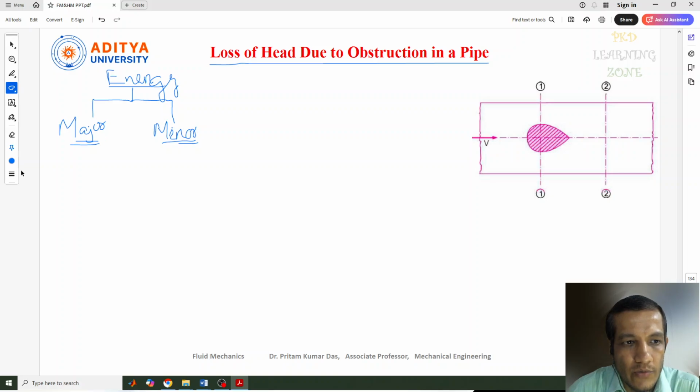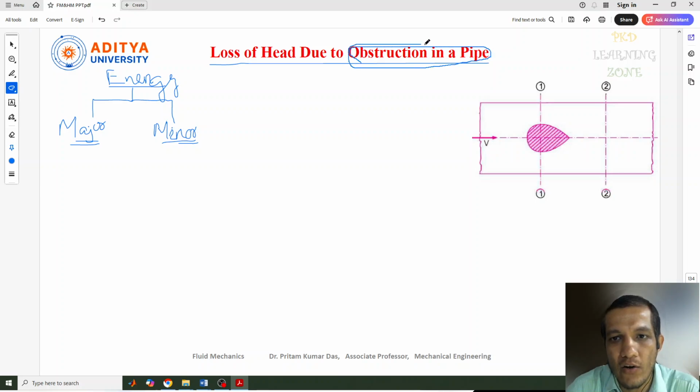So the major loss is because of friction, and the minor loss is because of a few cases, like sudden expansion in the pipe, sudden contraction in the pipe, exit from the pipe, entry into the pipe, or due to obstruction in the pipe also. So this is one of the reasons for minor losses of energy. Let's discuss more about this.